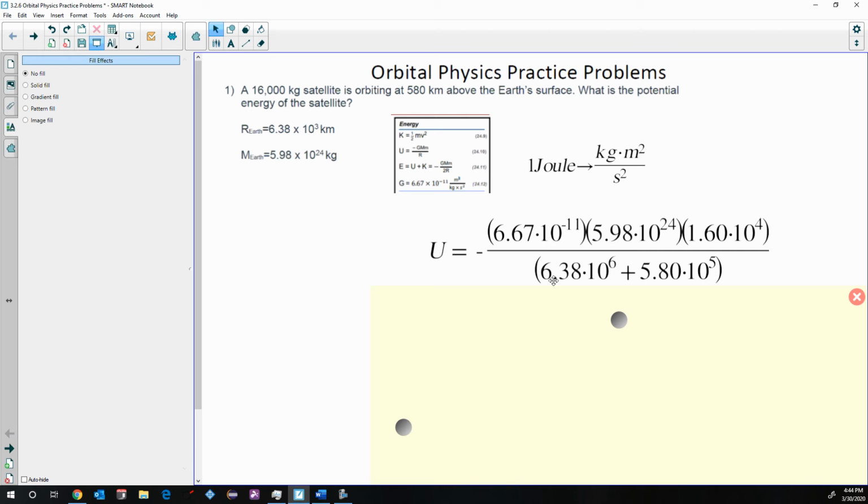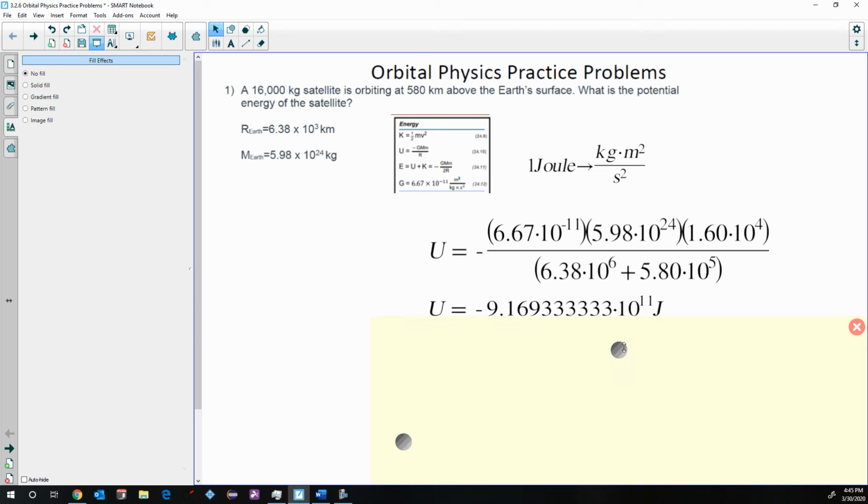radius here, which is from the center of the Earth, 6.38 times 10 to the 6th. Because it was 6.38 times 10 to the third kilometers, but there are 1,000 meters in a kilometer and we need this in meters, so it becomes 10 to the 6th. That's the radius of the Earth, but then we have to add how high above the Earth the satellite is. It's at 580 kilometers, so to express that in meters we multiply by 1,000, and we end up with 5.80 times 10 to the 5th.